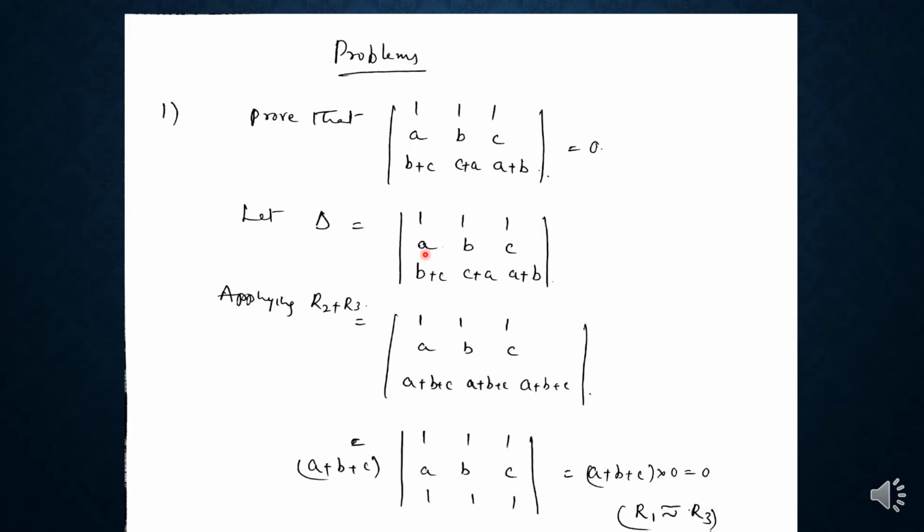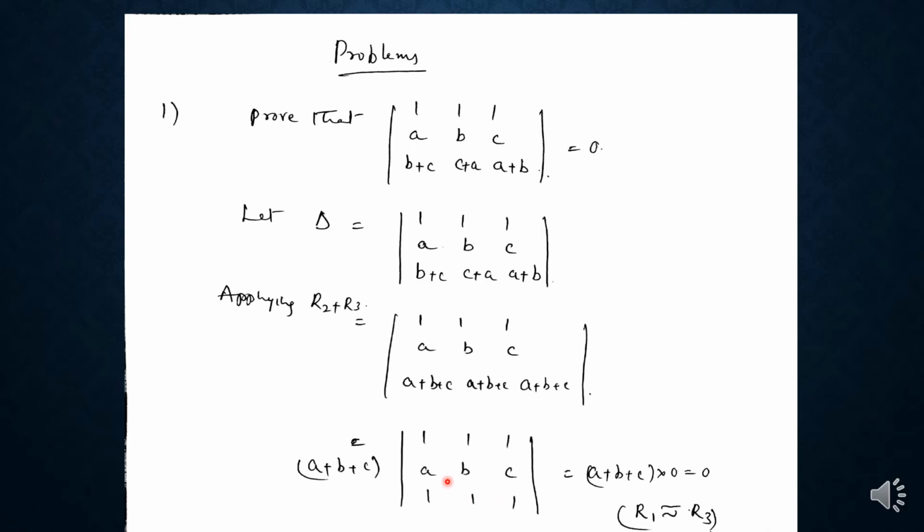What is the R2 element here? a. a plus b plus c. Here also b plus c plus a, that is also a plus b plus c. c plus a plus b, that is a plus b plus c. So here in the third row, a plus b plus c is common. So we can take this out as common. That is a plus b plus c into 1 1 1, a b c, and here we will get 1 1 1.